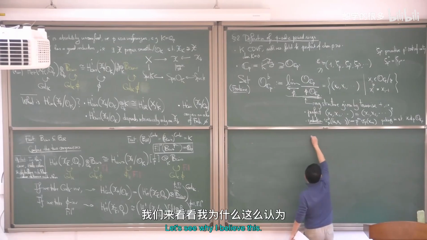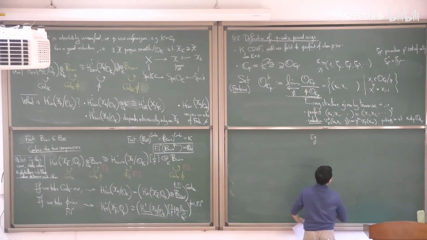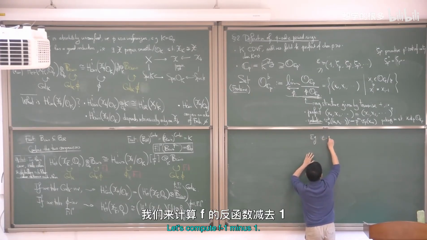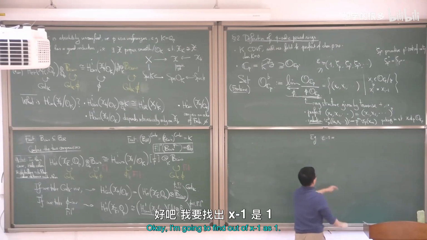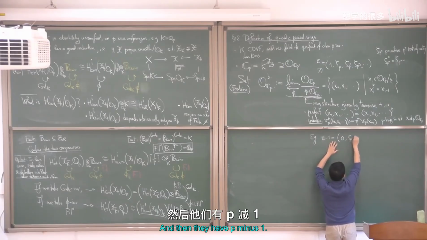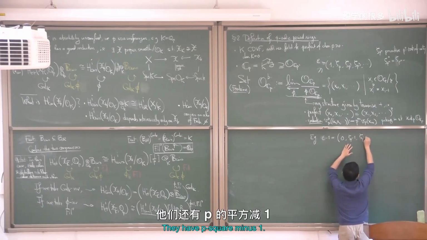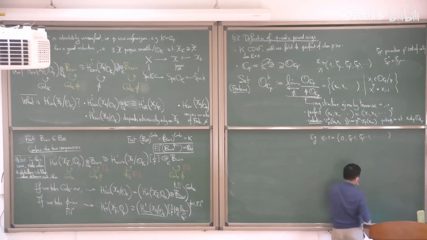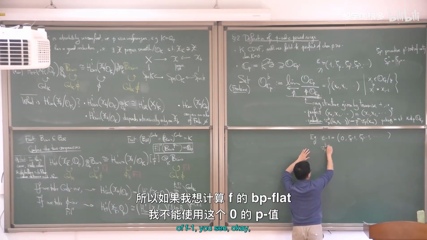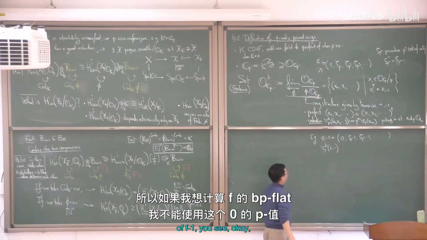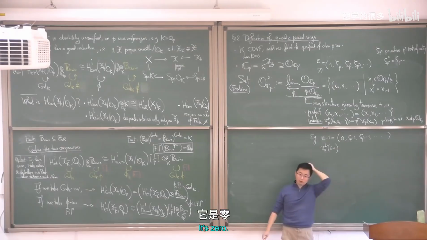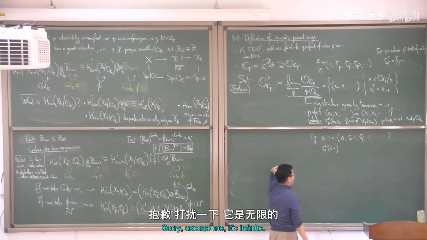So let me give an example of why I'm doing this. Say I have this epsilon here. Let's compute epsilon minus 1. Everyone knows how to compute epsilon minus 1. So this is 0, right? 1 minus 1 is 0. And then zeta p minus 1, zeta p squared minus 1. So if I want to compute the v_p flat of epsilon minus 1, you see, okay, I can't use this, pi divided from 0. It's 0. Sorry, excuse me, it's infinity.